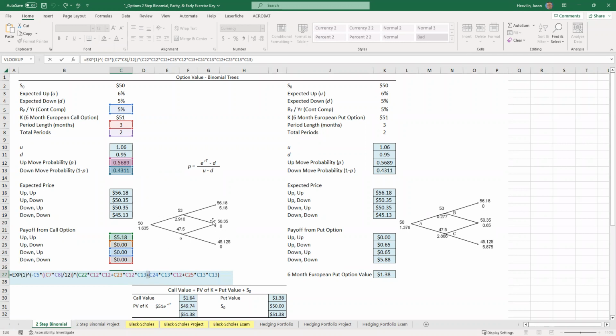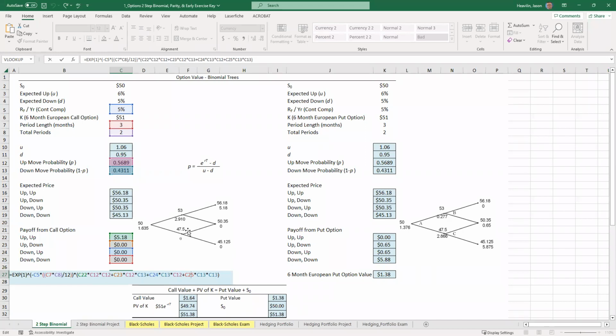That's that path. So now we're going to do the other path that ends in the same place, but it went down and up. So I'm going to grab C24 in this case, which is the down and up path, not the up and down, the down and up, multiplied by the down movement probability, which is the 0.4311, C13, multiplied by the up movement. And that's because that's the way that we got there, down and up.